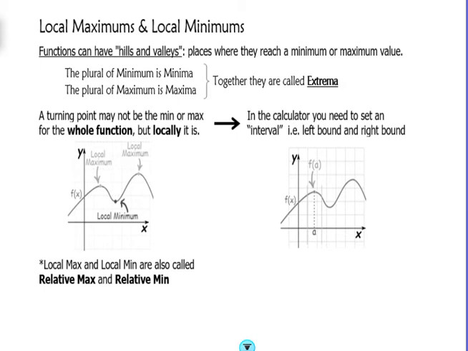We're going to find these local minimum and maximum values using either the graphing calculator or Desmos. When it's not the absolute minimum or maximum, it's called a relative maximum, like here, or a relative minimum, like there.